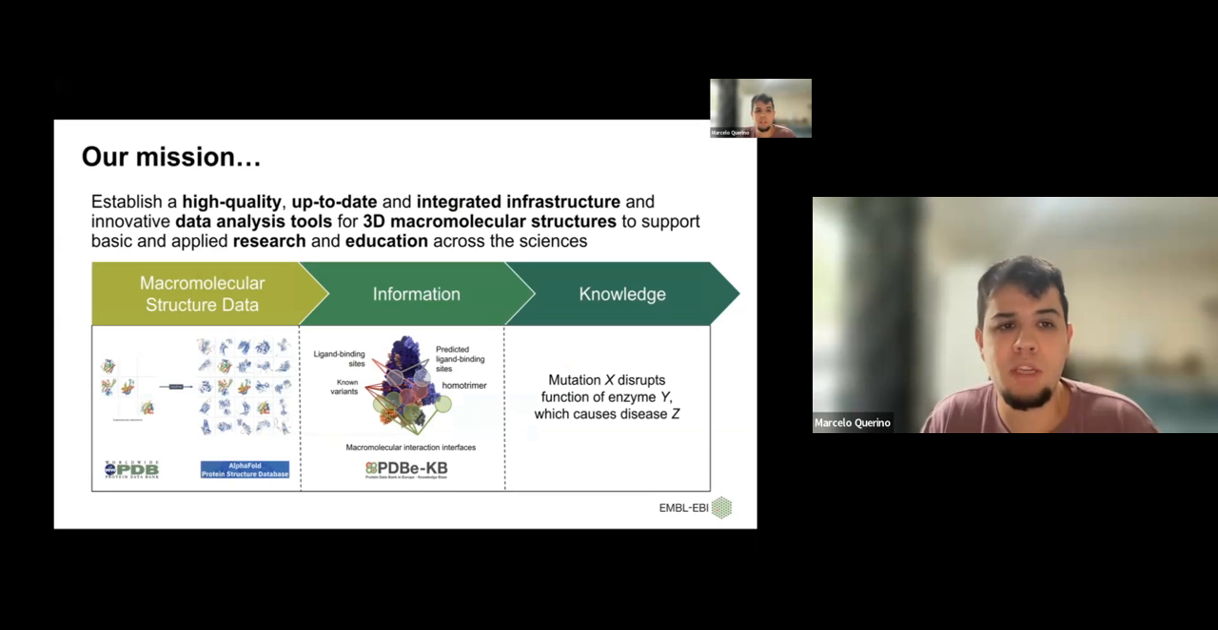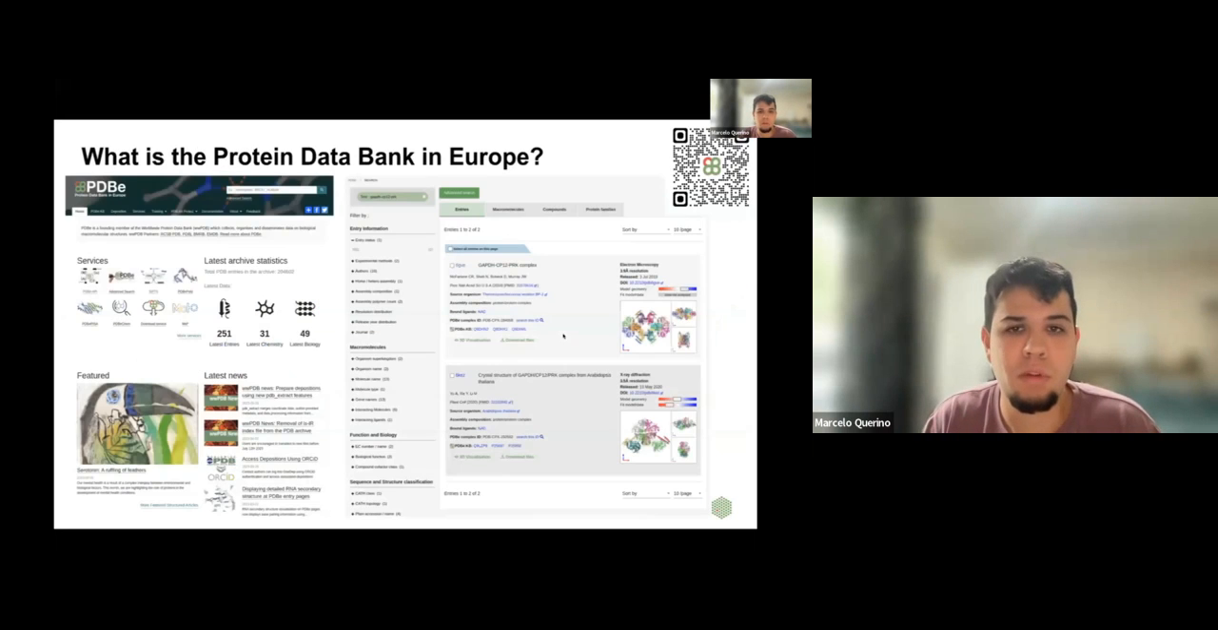So PDBe's mission is to establish a high quality, up-to-date and integrated infrastructure, which also includes data analysis tools for 3D macromolecular structures, for both basic and applied research, and also for education across the sciences. So you can think of us as the main repository for experimental structural data that allows all the resources and our users to put information into these structures and then to extract actual knowledge to answer the questions they're interested in.